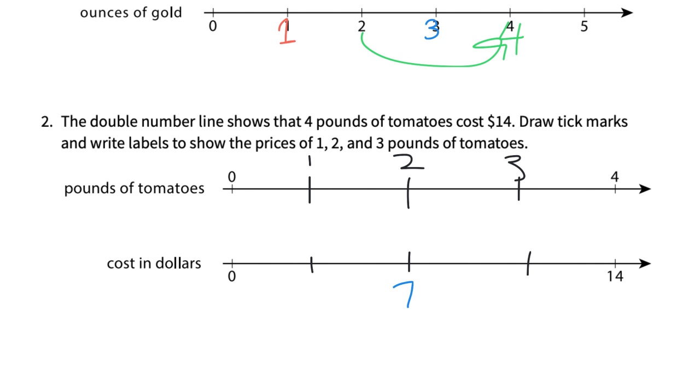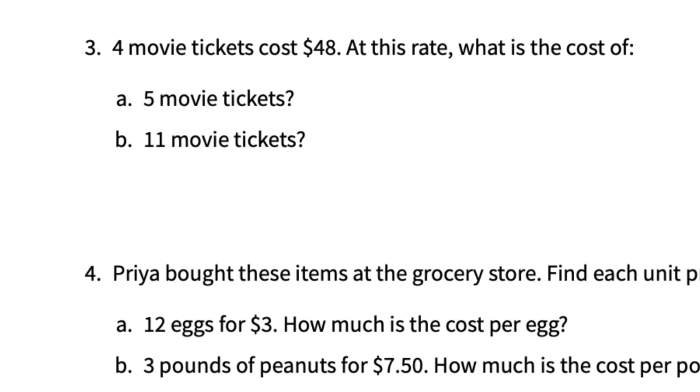And then since to go from 2 to 1, you just cut it in half. That means you got to do 7 cut in half. And that's going to give us 3.5 or $3.50. And then in order to get the 3 pounds, a couple of ways we could do it. We can either take the 1 and triple it, or we can add the 1 plus 2 to get 3. So 3.50 plus 7 is going to give us $10.50.